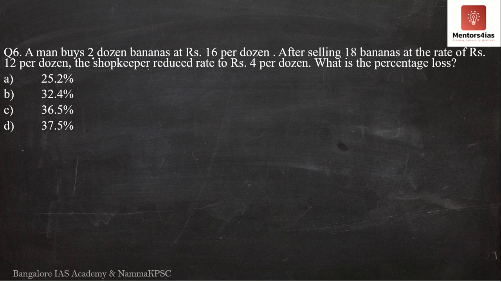Based on what the question is saying, 2 dozen bananas cost 16 rupees per dozen. 1 dozen contains how many bananas? 1 dozen contains 12 bananas. Therefore, 24 bananas. 24 bananas cost how much? 1 dozen is rupees 16. Then 2 dozens or 24 bananas is 16 into 2, that is 32 rupees. So our cost price is 32 rupees.